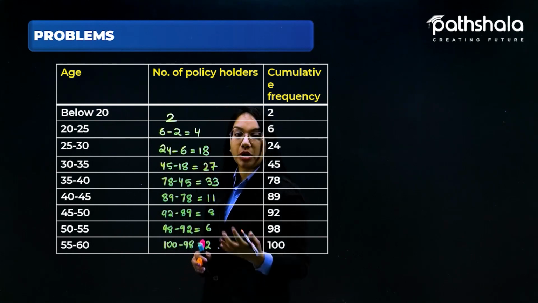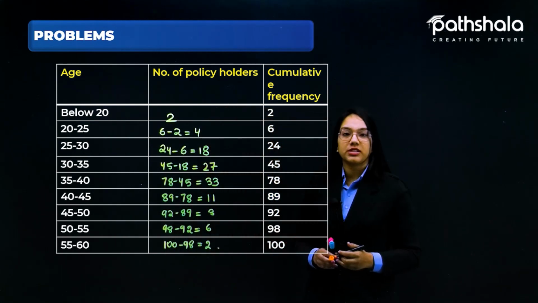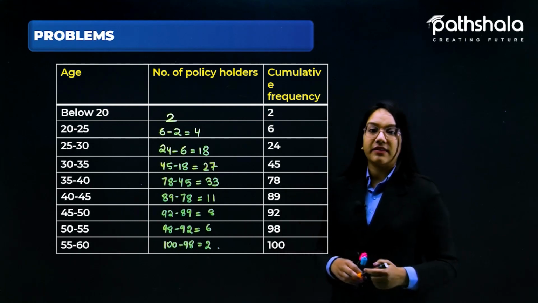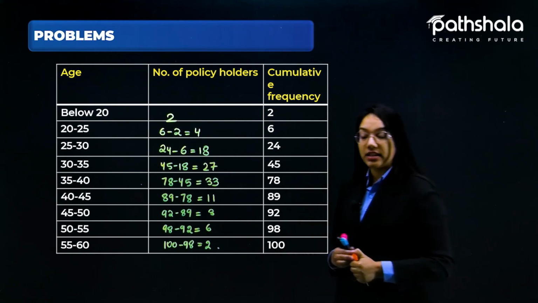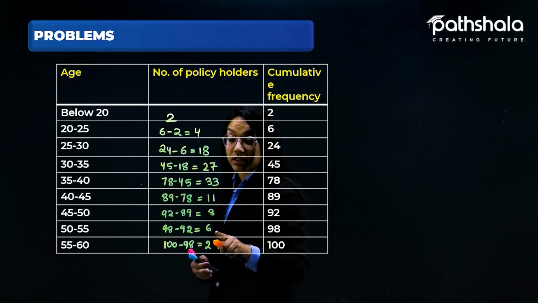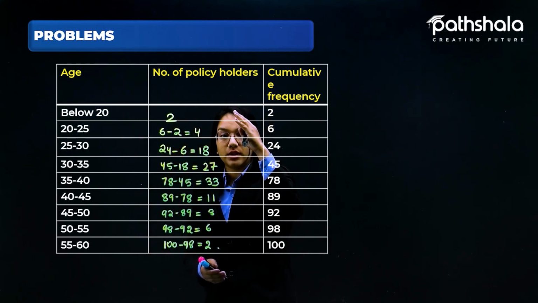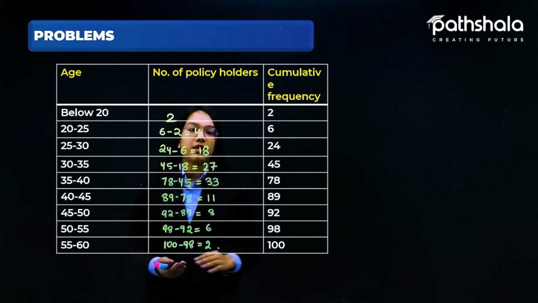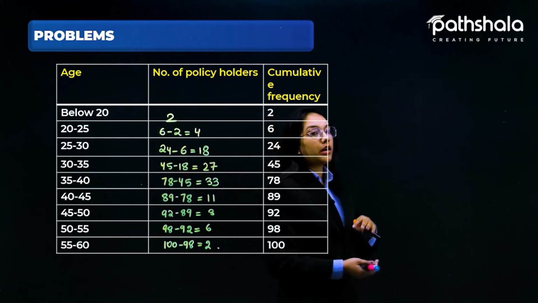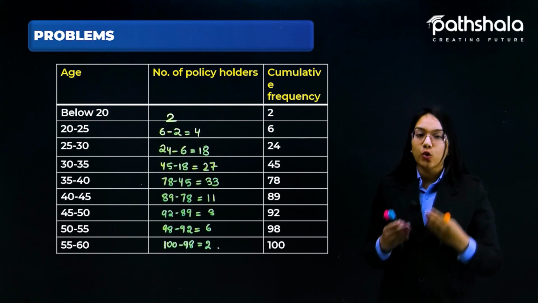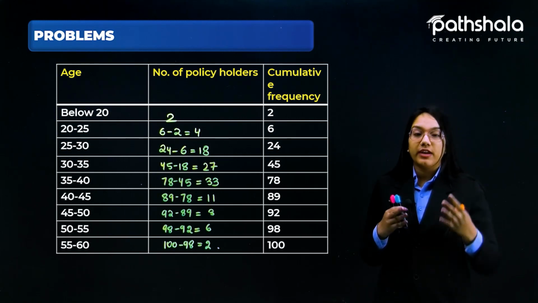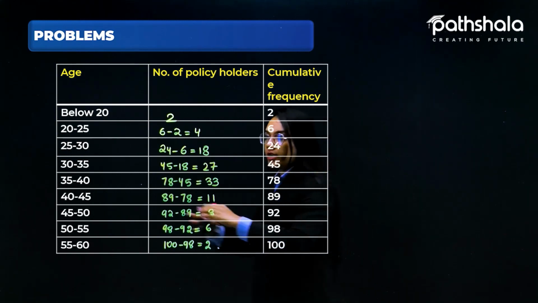So the number of policyholders are now changed. These are 2, 4, 18, 27, 33, 11, 3, 6 and 2. These are the numbers of policyholders lying in these intervals now. So we have converted our table, which was all about below 20, below 25, into a continuous form.